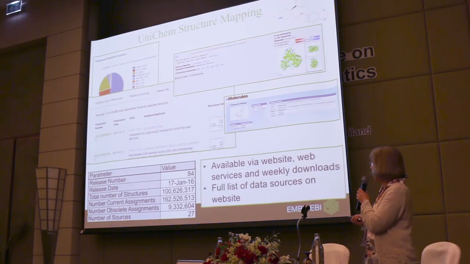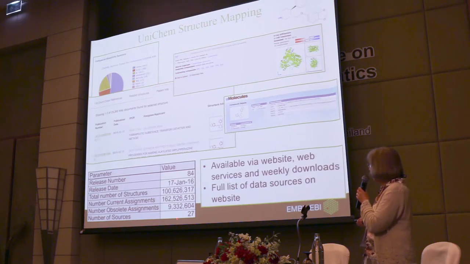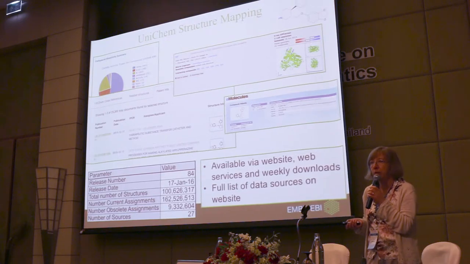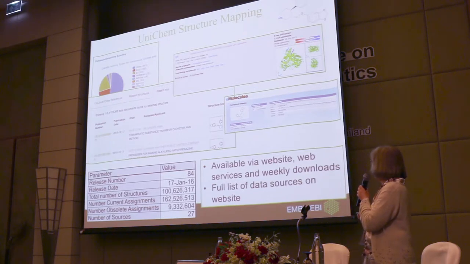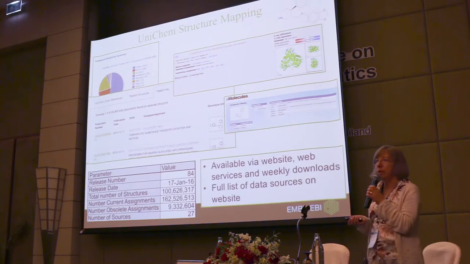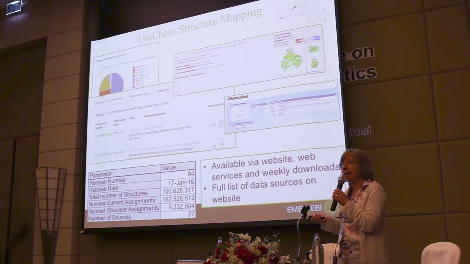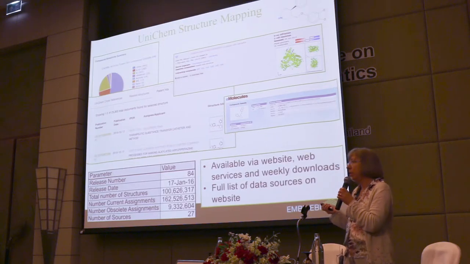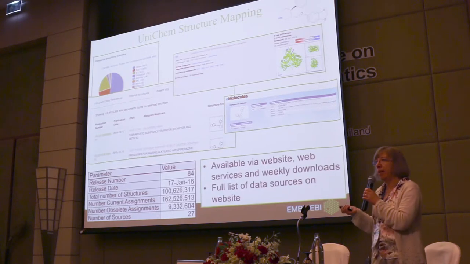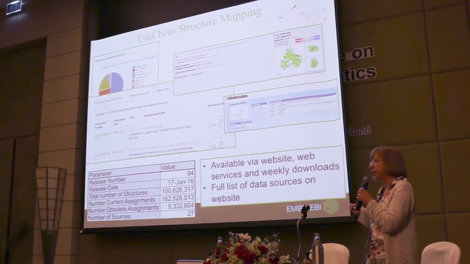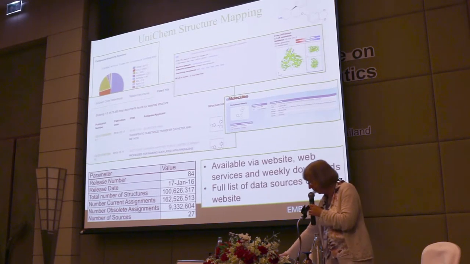And this is a very big database. We've now got over 100 million structures in it, and we're annotating data at the moment from 27 different databases. And this is, again, fully available. There's a list of the sources that you might want to use. And as I say, because all these external databases are being updated regularly, we're updating UniChem regularly. So you will be able to get the latest data from these weekly downloads.